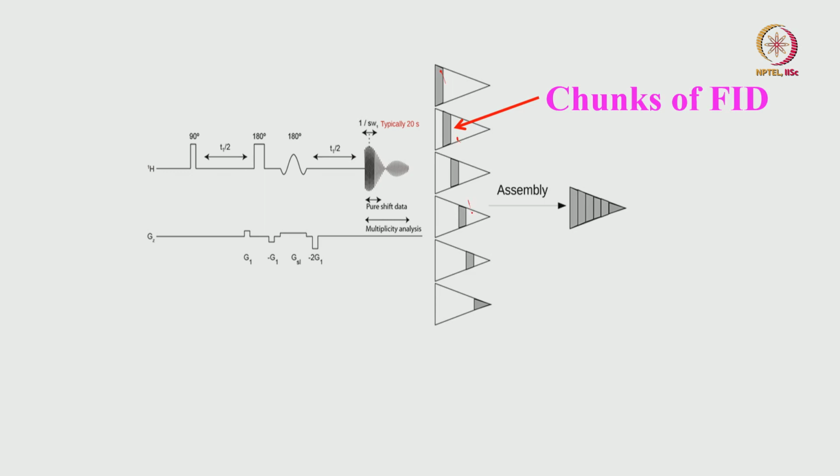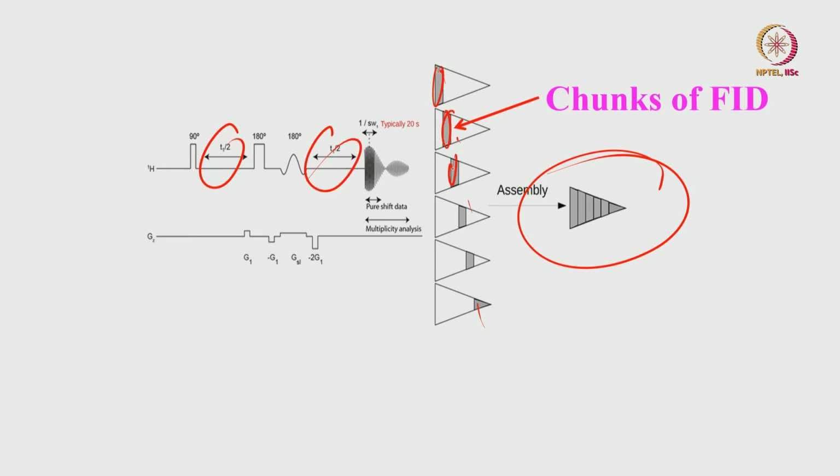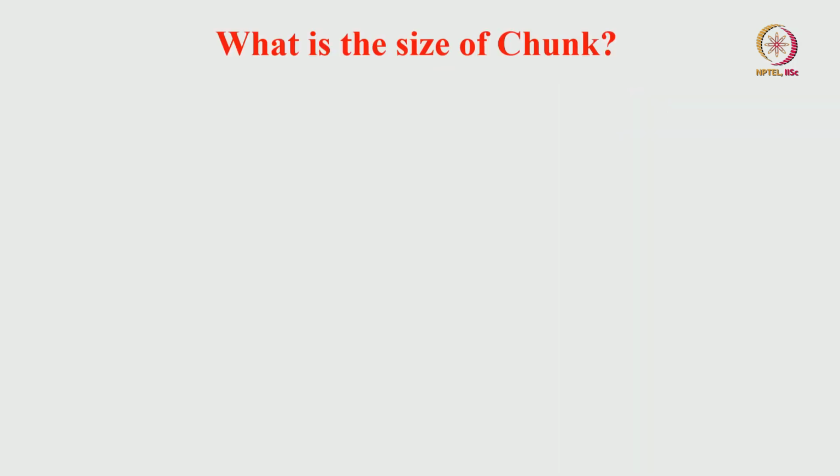Different FID chunks are taken, assembled here like this, and then you do the Fourier transformation. This is the indirect way. Several times you will have this for T1, and each time you collect different FID chunks like this, and then after assembling them you will get a real assembled FID.